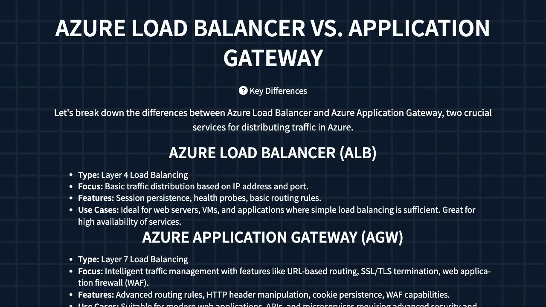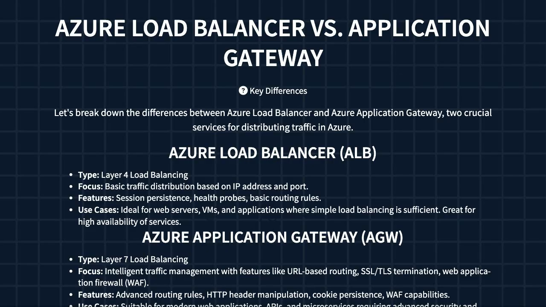Okay, let's talk about how Azure Load Balancer and Application Gateway differ. Think of the load balancer as a simple traffic cop. It just directs requests to available servers based on their IP addresses. It's great for ensuring basic high availability for your services. The Application Gateway is much more sophisticated. It understands what you're requesting, not just where it's coming from.